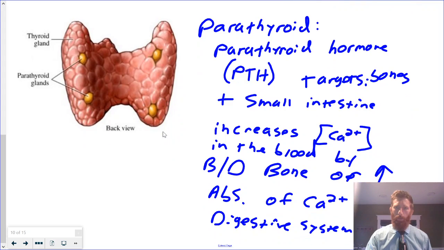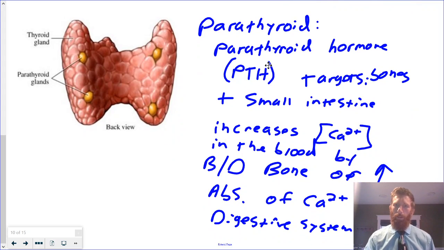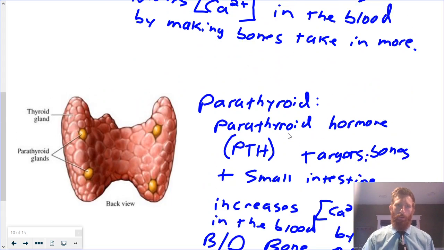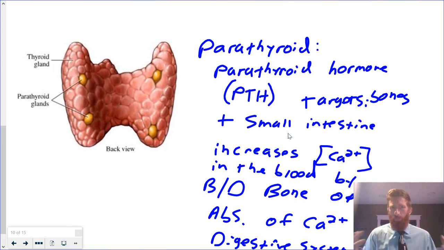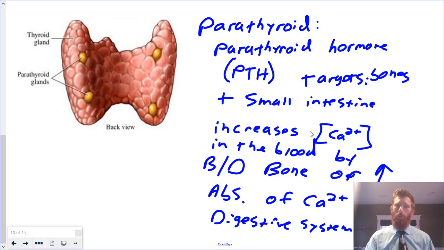Parathyroid, we're just going to talk about one, and that is the parathyroid hormone. That's actually its name. It also targets the bones and it targets the small intestine. So this is kind of an antagonist for calcitonin. So they work against each other, or I guess we could say that they work together to achieve the same goal, to achieve homeostasis, right? If calcium levels are too high, then one of them works. If calcium levels are too low, then the other one works. So parathyroid hormone targets bones and small intestines. It increases the calcium level.